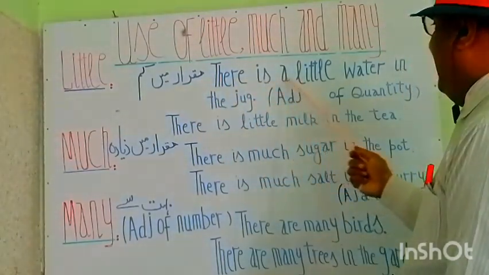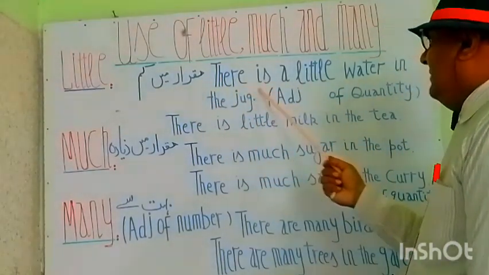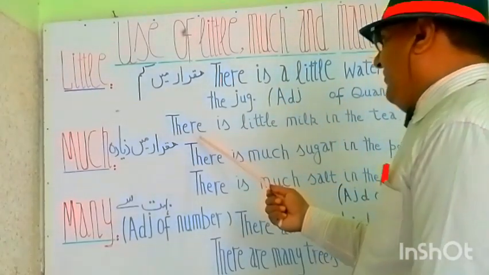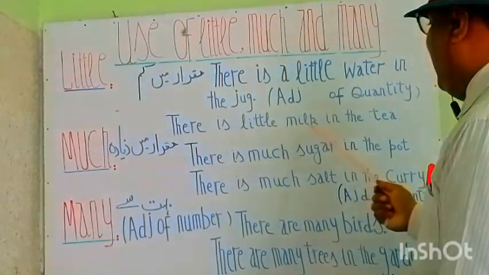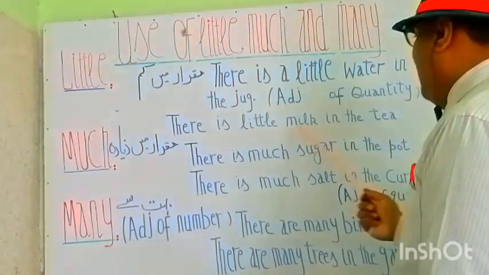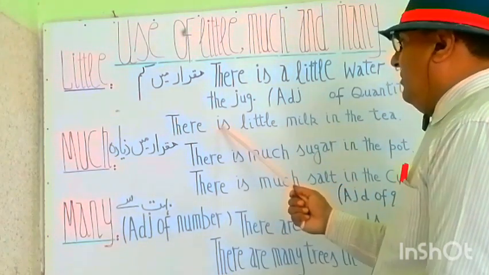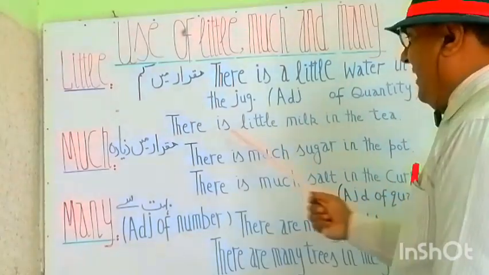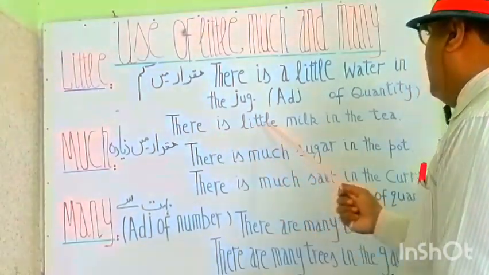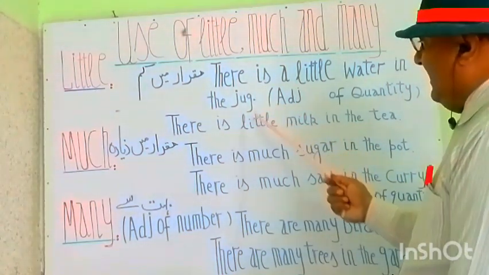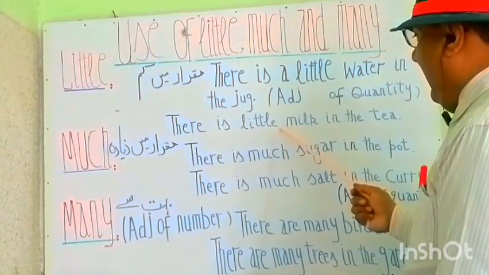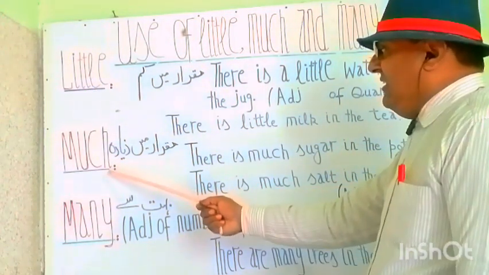मिक़दार को ज़ाहिर करते हैं। There is a little water in the jug. जग में थोड़ा सा पानी है। And the second sentence is: there is little milk in the tea. चाय में दूध ना होने के बराबर है। चाय में दूध कलील है यानी कम है। So little is an adjective of quantity. And next, you see my students, much.